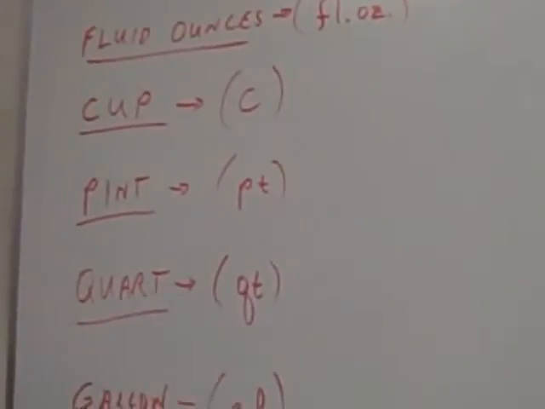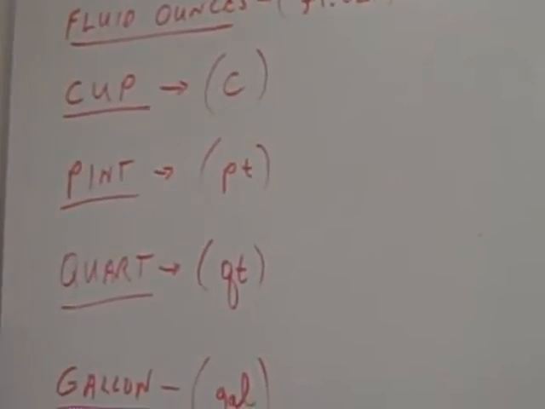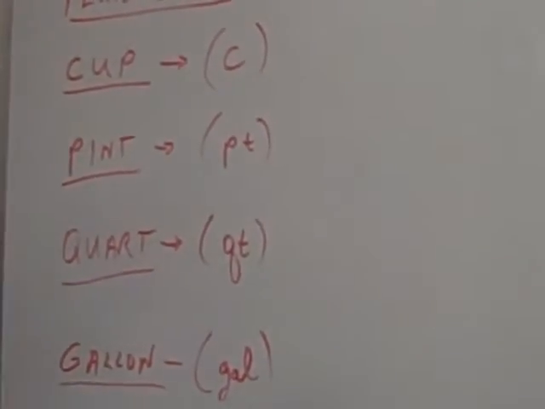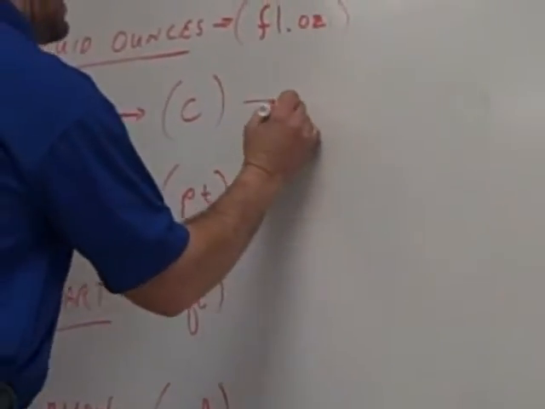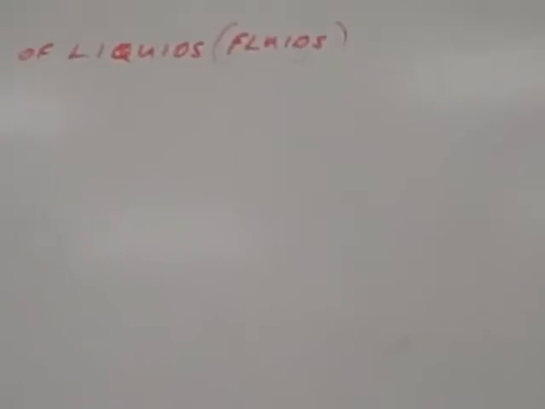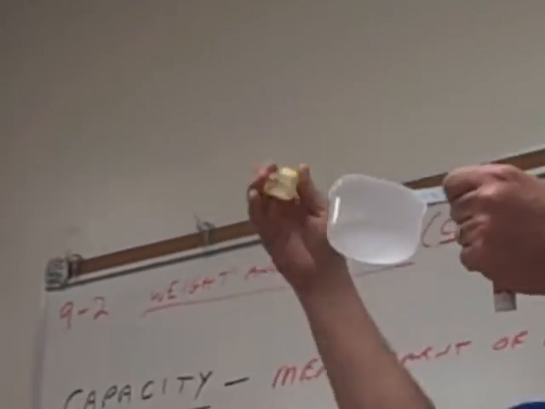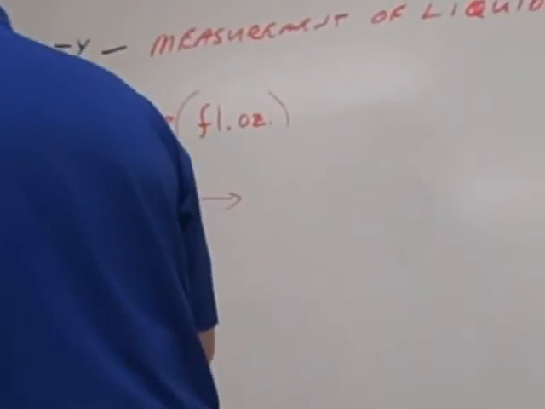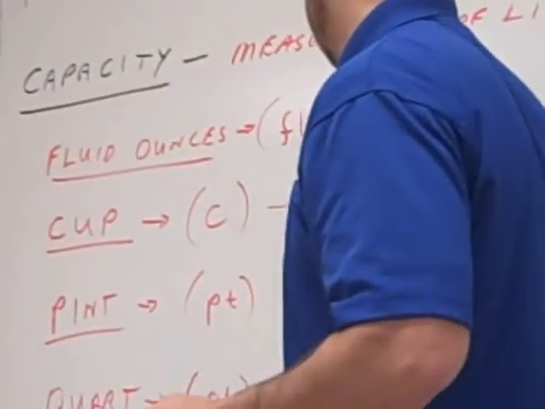All right? Now, let's talk about how much of each it takes to make the next. All righty? How many of these bad boys right here will fill up one of this? 8 of them. Very good. Those of you that guessed 8.